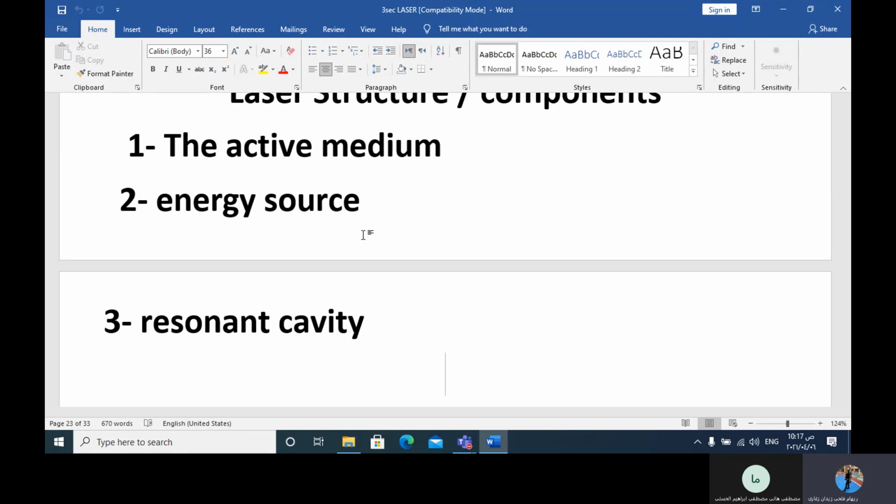Component number one is called the active medium. Number two, the energy source. And number three, the resonance cavity. Let's take them one by one.